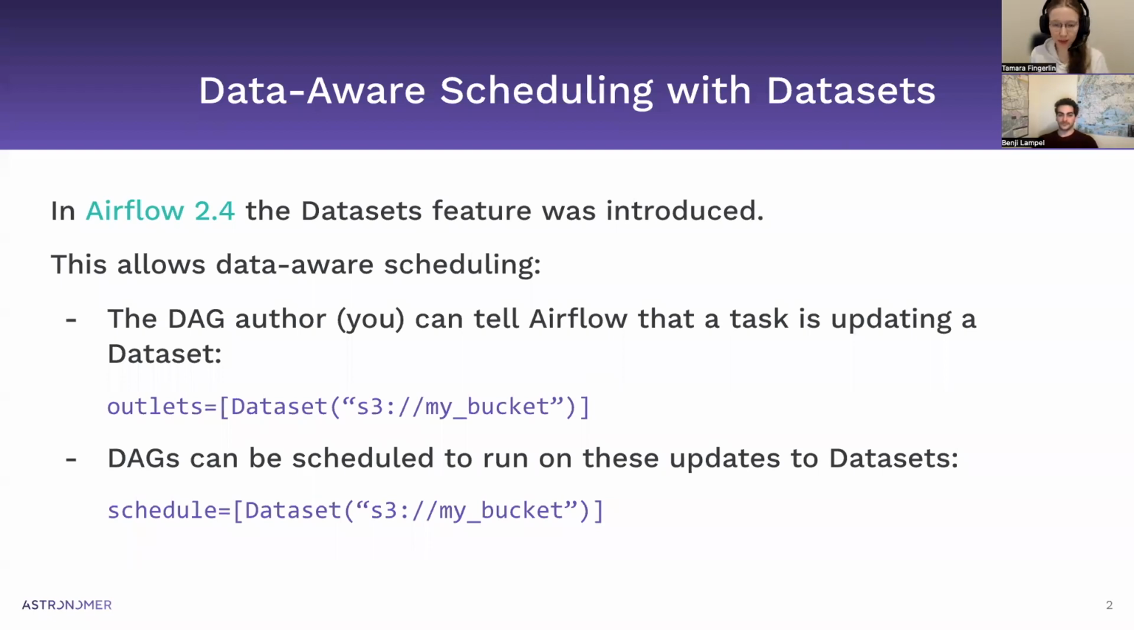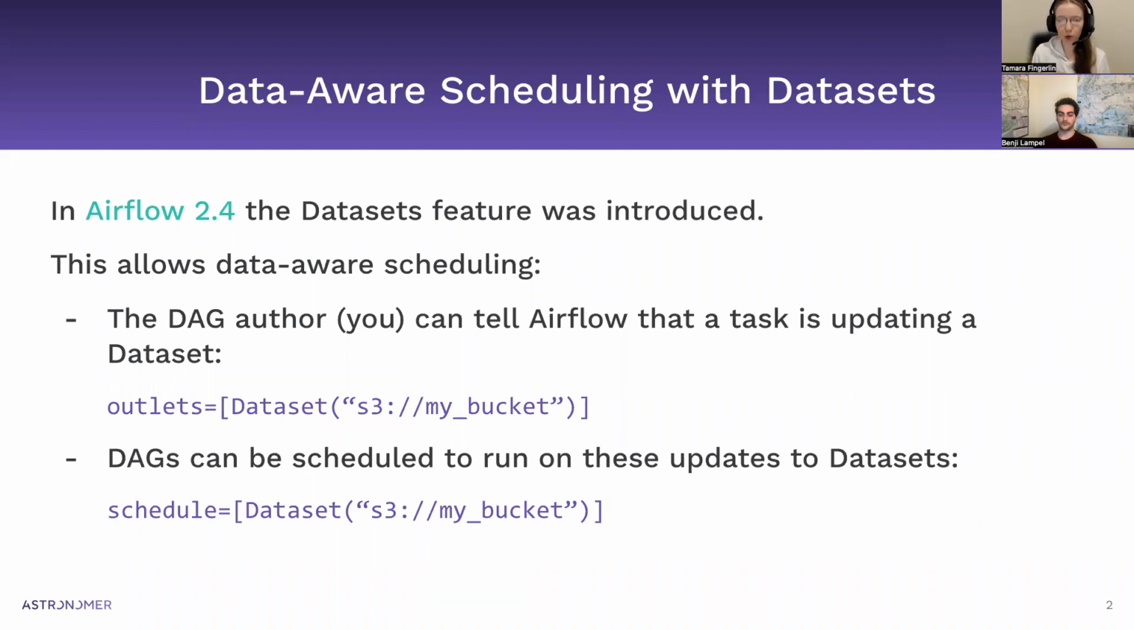On the consuming side, you can now schedule DAGs based on updates to these datasets. So you can have a DAG and you want that DAG to run whenever a specific table in Snowflake or in any other relational database is updated. Instead of scheduling it on a cron string or on a timetable, you can schedule it directly on this flag that is raised to this dataset. And for that, you simply pass the dataset, the same object with the same URI, into the scheduling parameter.